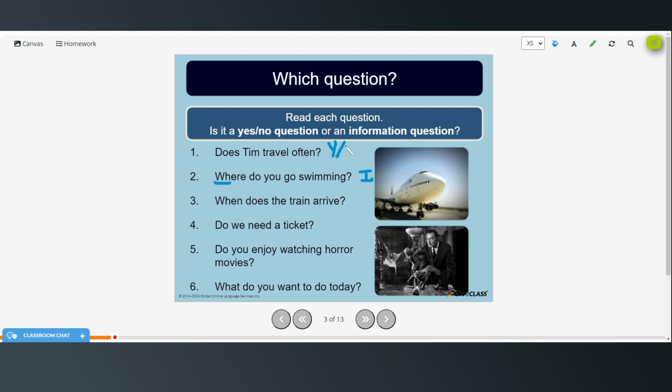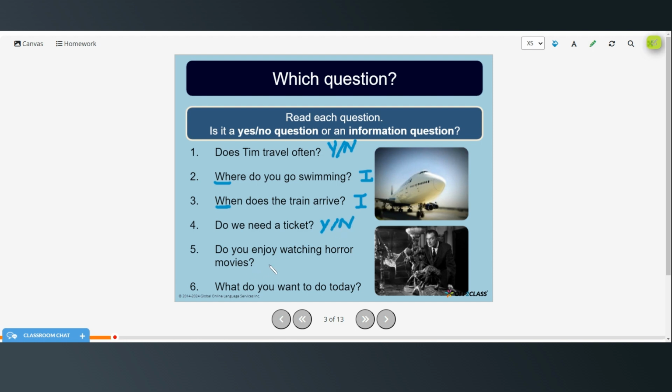I'll put a yes, no question here. Yes, no, or information. When does the train arrive? Again, we've got a WH word at the beginning, so that tells us that this is an information question. Do we need a ticket? Well, this is a yes, no, because we could say, yes, we do need a ticket, or no, we don't.